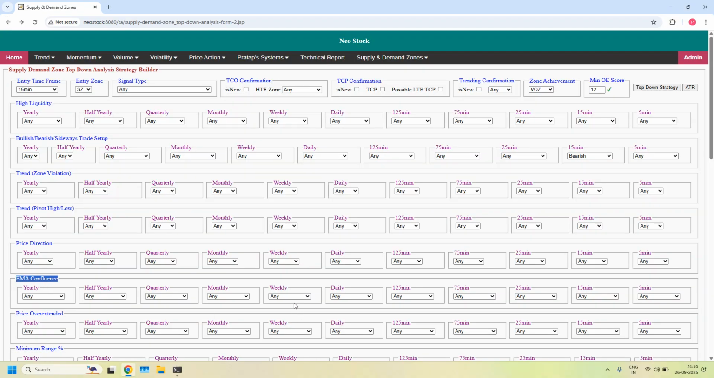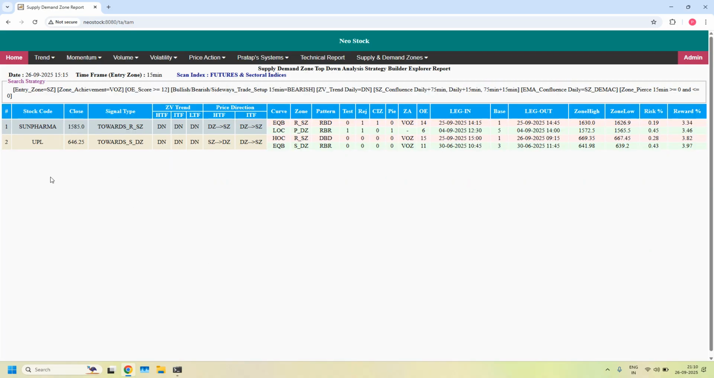So in the EMA confluence at the daily time frame, I am checking the daily supply zone with daily EMA. At the same time, we don't want sideways trades, only trending stocks on the daily time frame. So I am selecting the trend as downtrend because it is a bearish trade setup. Let's filter. Both the stocks having downtrend at the daily time frame are filtered. So that way these two 15-minute supply zones might have a higher probability of success, provided less than 20 checklist items are satisfied. Otherwise, there are higher chances of zone violation.